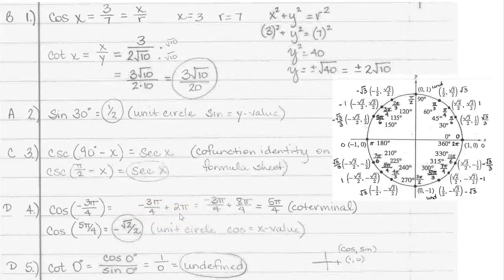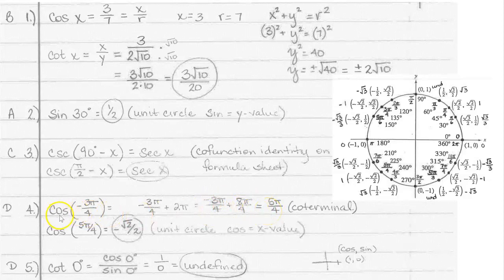So that's 2 pi over 1. I need a common denominator to add my fractions. So I'm going to rewrite 2 pi over 1 with a denominator of 4. So if I multiply the bottom by 4, I multiply the top by 4, that'd give me 8 pi over 4. So negative 3 pi and positive 8 pi is going to be 5 pi over 4. That would be our coterminal.